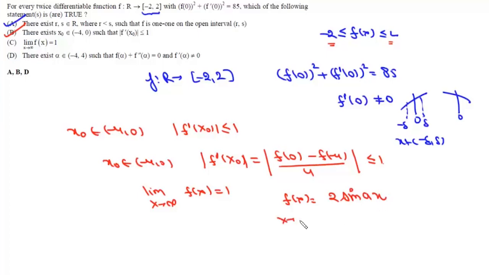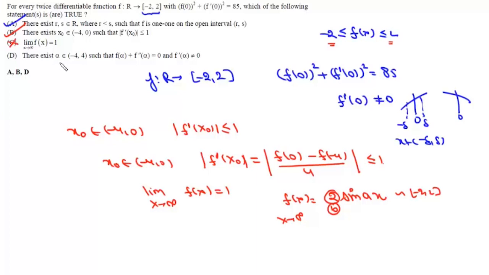And if we take x tends to infinity, it will be this oscillating value from -2 to +2. And here we can also change this amplitude. We can take any value between 0 to 2. So this option C is not always correct.